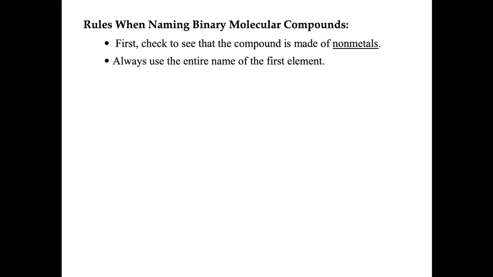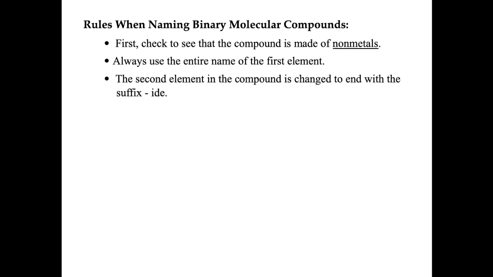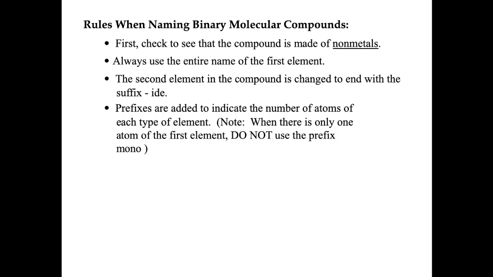Then always use the entire name of the first element. The second element in the compound, change its ending to -ide, and add prefixes to indicate the number of atoms of each type of element. However, when there is only one atom of the first element, do not use the prefix mono. The prefix mono is only used on the second element.